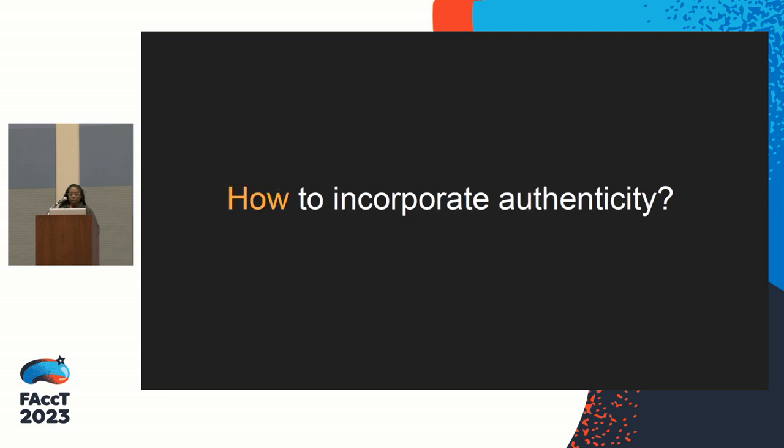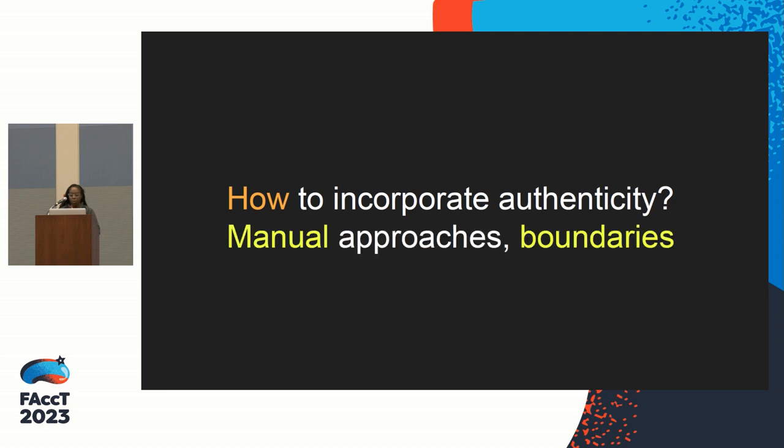So how can systems, not only speech technologies, but other AI systems incorporate authenticity? Well, first, they can allow groups such as Black older adults to manually train systems, for example, inputting terms into a dictionary of idioms like one participant suggested. So participants liked this approach because it mitigated privacy concerns with always listening or always learning approaches.